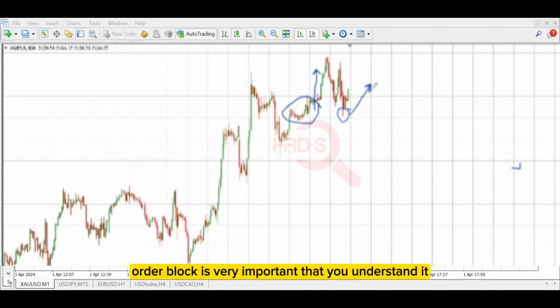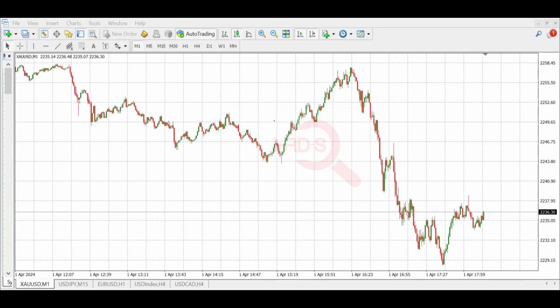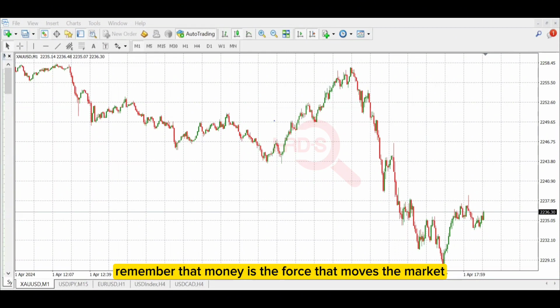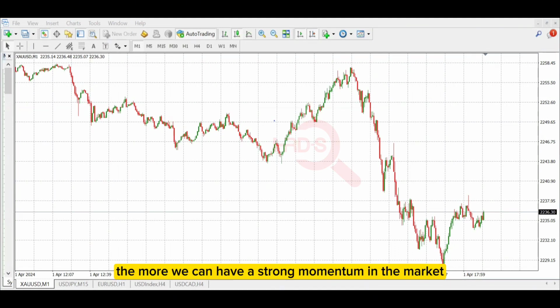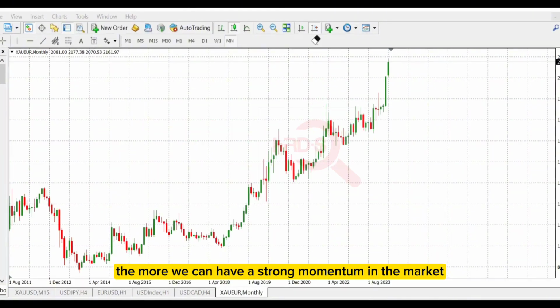So it is very, very important that you understand order blocks, because if you know that the big guys are the real players here, then you should align yourself and trade like them. How do I identify order blocks? The first thing is to look at how prices have moved in the past on the chart to see where the market has reacted strongly. Remember that money is the force that moves the market, and the bigger the volume, the more we can have a strong momentum in the market.